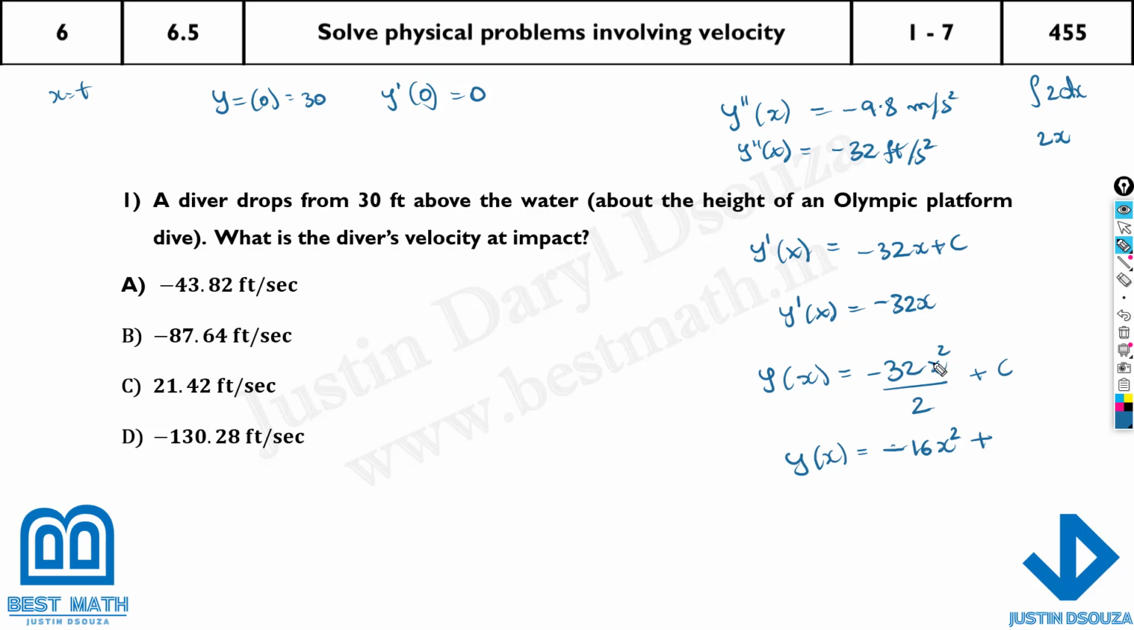So if you put x as 0 over here, everything goes off. You'll have 30 remaining as c. c will be 30, so I'll directly write this. Whatever the initial condition is will be the c value, 30. This is the position function.